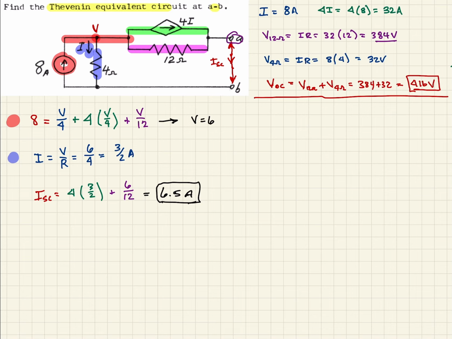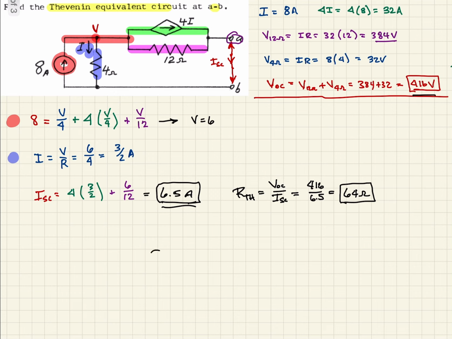Now we can utilize this and the open circuit voltage to find our Thevenin resistance. So RTH is equal to our open circuit voltage over our short circuit current. When we calculate that, that will be 416 over 6.5, and that's going to be 64 ohms.